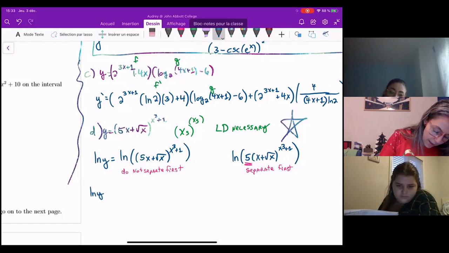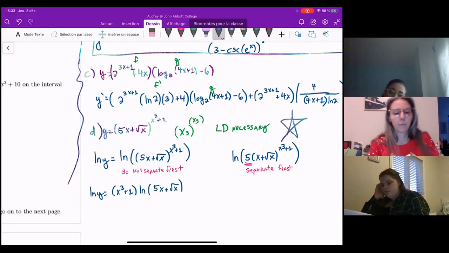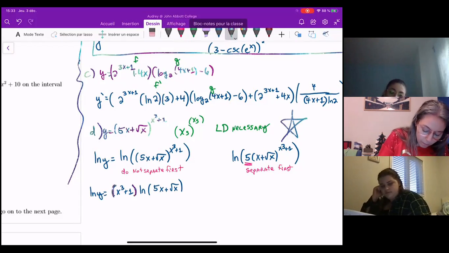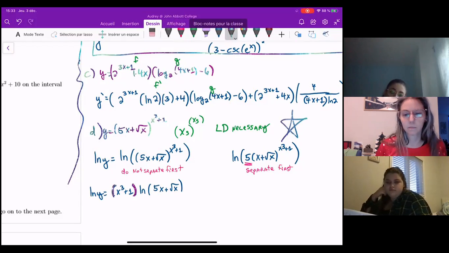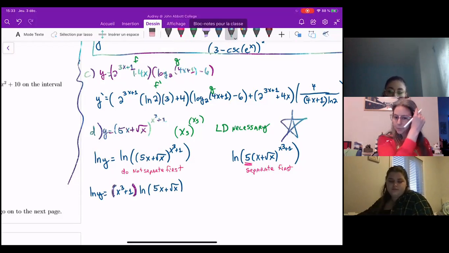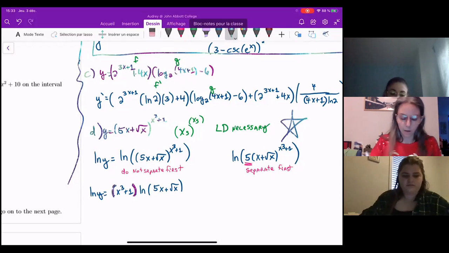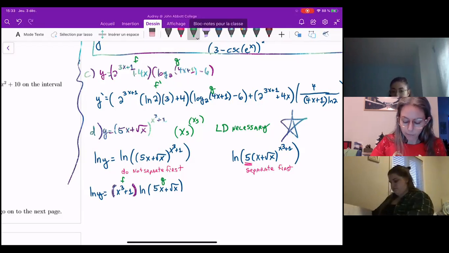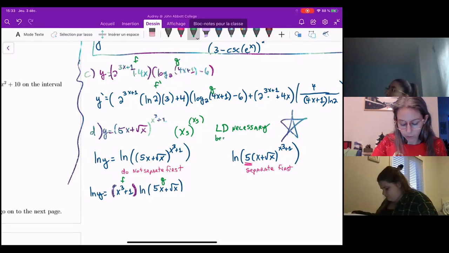So I get ln y is equal to x cubed plus 1 ln of 5x plus the square root of x. Notice those parentheses that I put right here. If I hadn't put them, would it be okay? Those parentheses are necessary. Now what rule do I have? You got it. Now I have a product rule. And remember what we said, when logarithmic differentiation is necessary, we always want to be on the lookout for a product rule because there will be one.